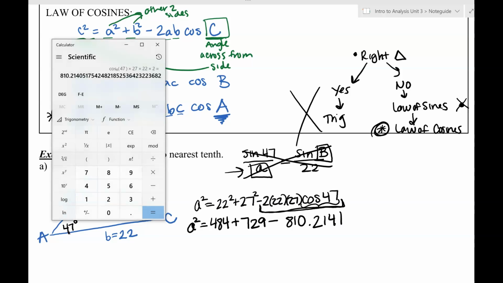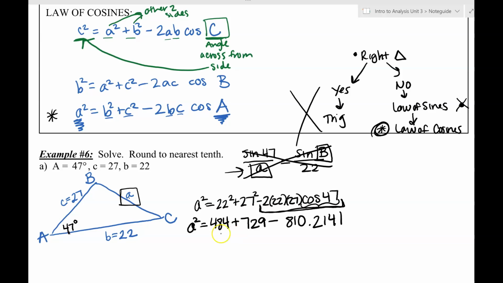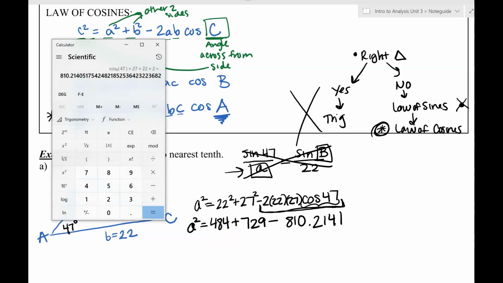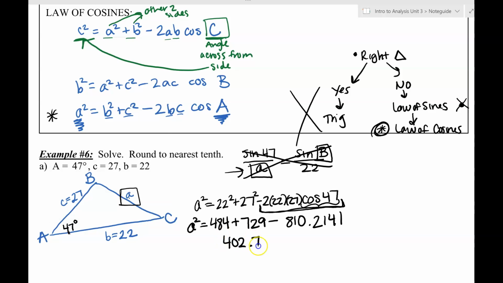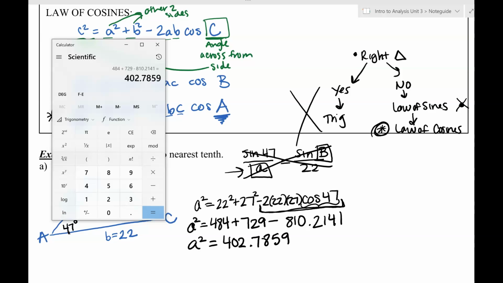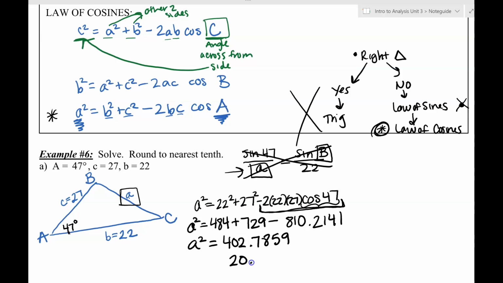Now I'm going to do all of this arithmetic, okay? I'm going to do 484 plus 729 minus 810 with that decimal. So 484 plus 729 minus 810.2141 equals 402.7859. I'm almost done now. I just need to square root that number. And that gives me 20.1, which equals A. So I now know that A is 20.1.